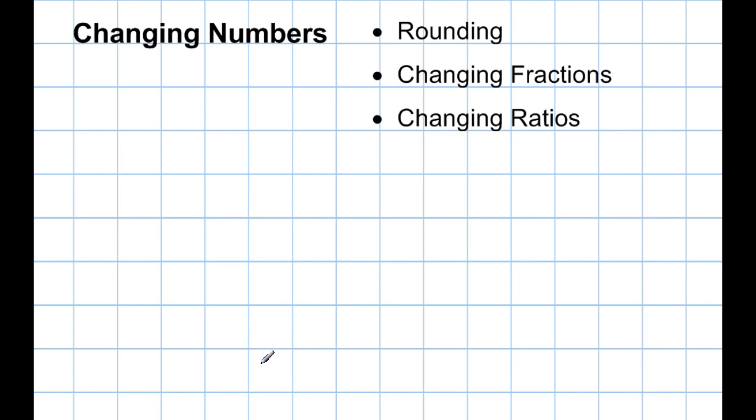Okay, so let's just reiterate then. We've looked in this part of the video at changing numbers. We've looked at rounding, how we perhaps don't need the precision of a number, and we can round it to the nearest 10 or 100, or to one decimal place, or, quite importantly, to one significant figure. We also looked at changing fractions, how we make sure that they remain equivalent, and we do that by dividing or multiplying the denominator by the same factor. And we looked at changing ratios, where we do something similar, dividing by a common factor.